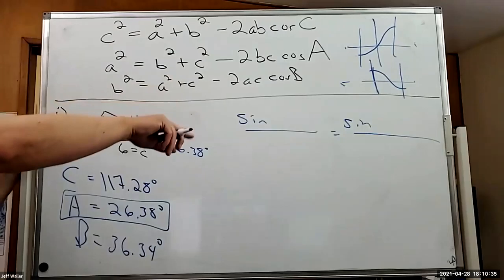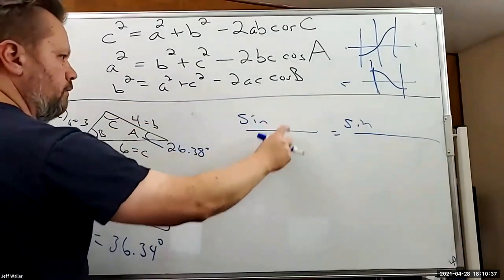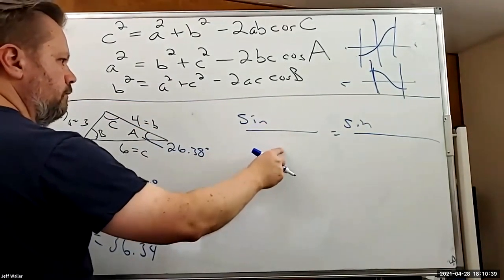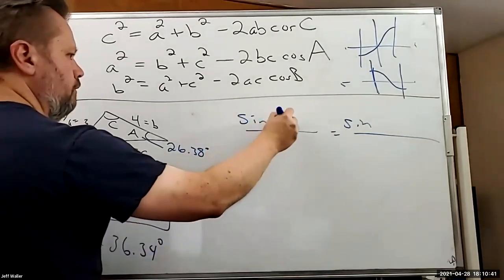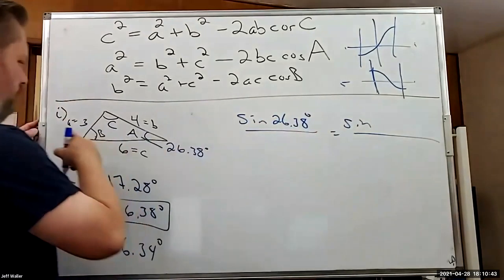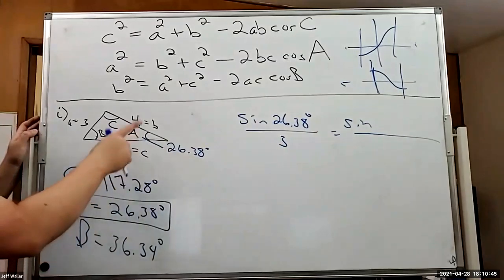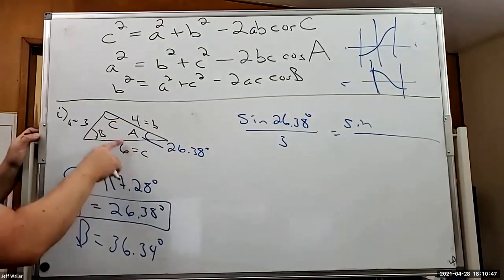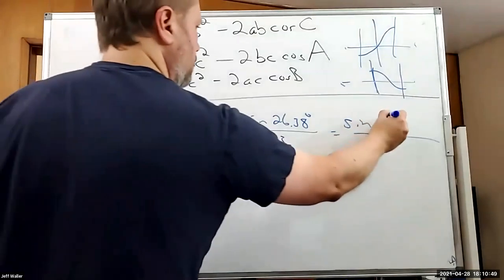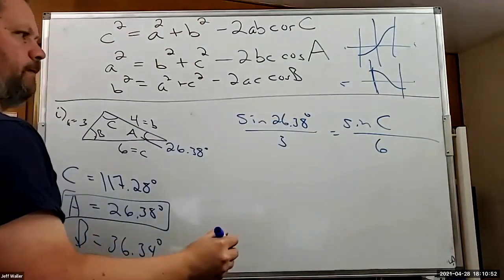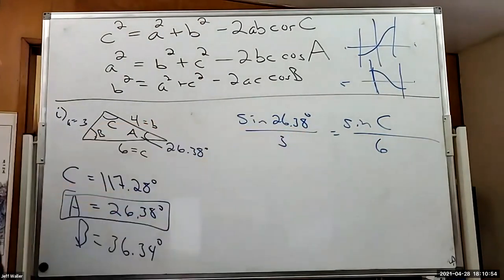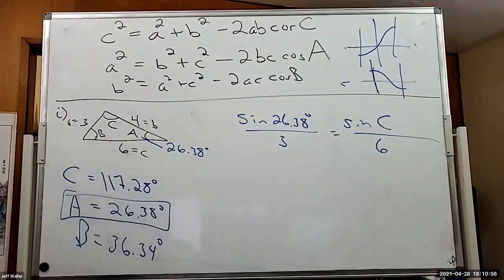What's the ratio I can set up completely? Sine of 26.38 over 3. And then I can do either one. So let's do C. Let's say sine of C over 6. All right, solve that for C. Solve for the sine.